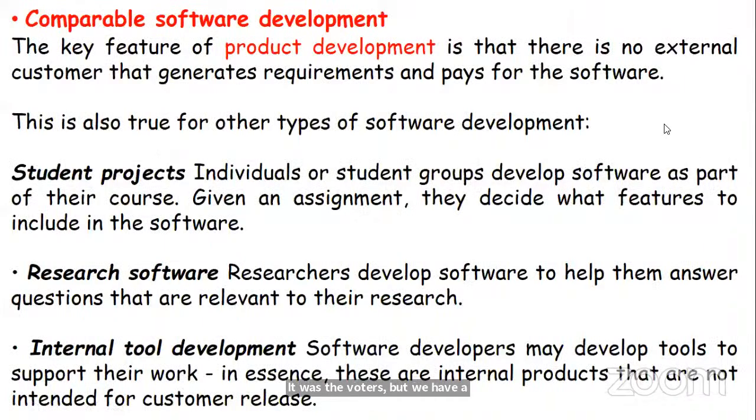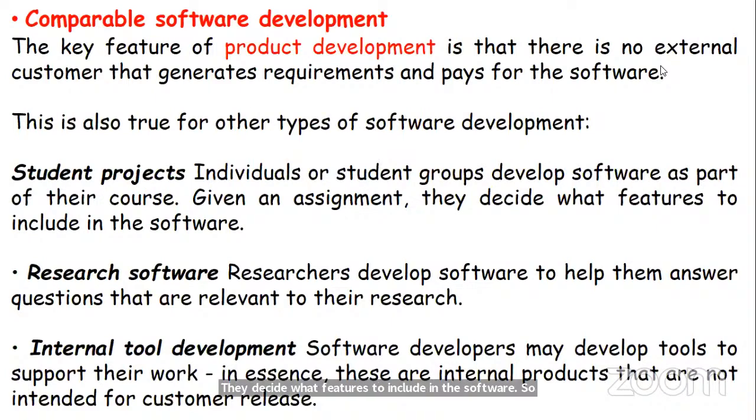So, comparable software development. The key feature of product development is that there is no external customer that generates requirements and pays for the software. You just take the initiative, develop a software, throw it in the market, people buy, you make your money. This is also true for other types of software development, for instance student projects. An individual or student group develops software as part of their course. Given an assignment, they decide what features to include in the software.